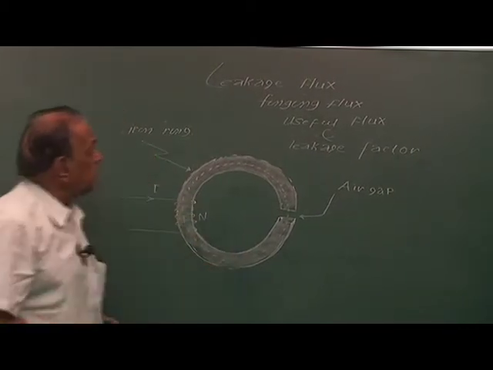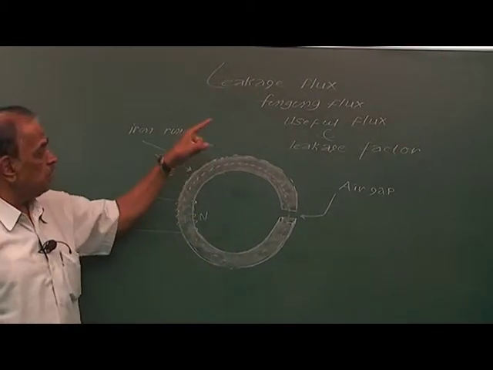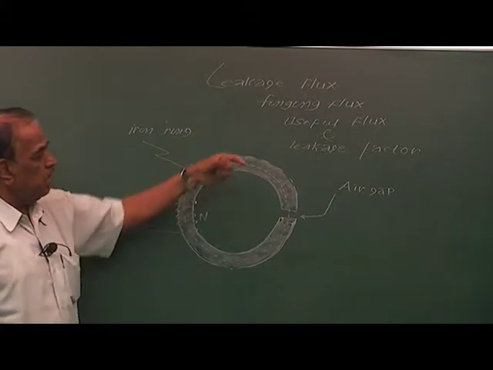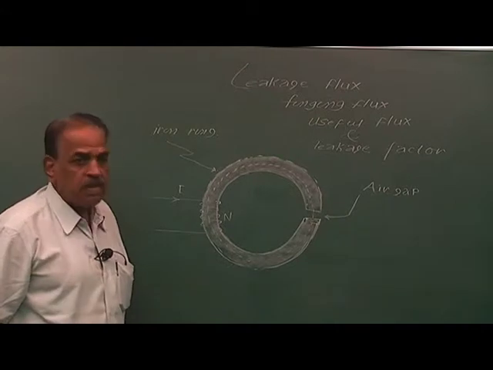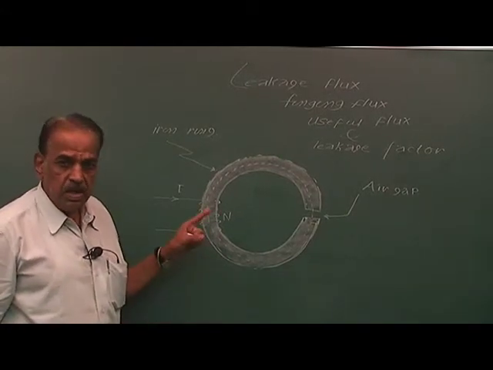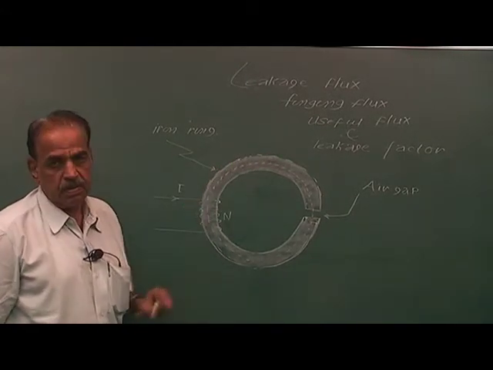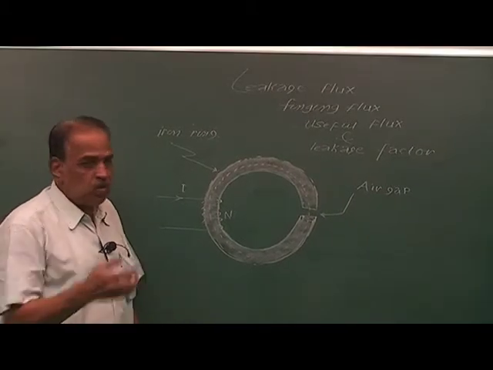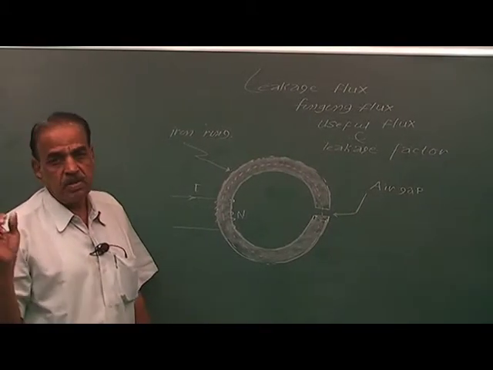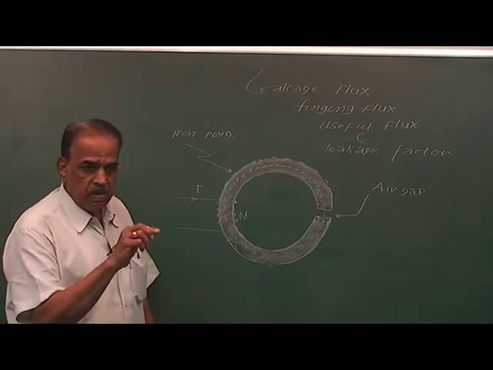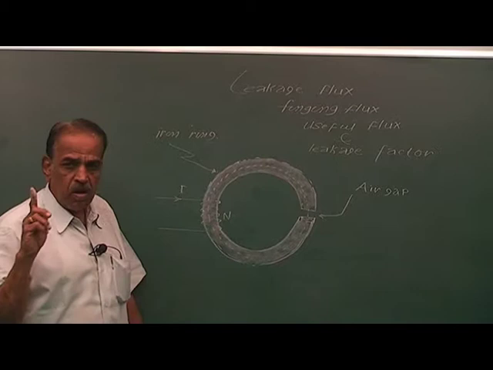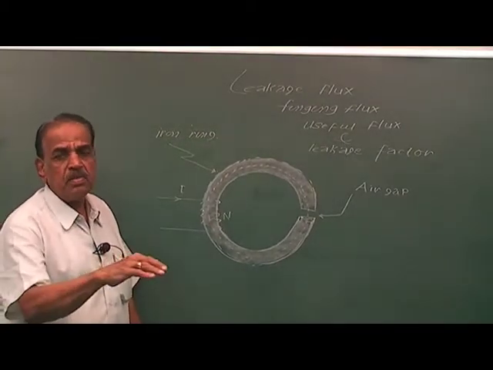Now I have written here different fluxes: leakage flux, fringing flux, useful flux and leakage factor. The flux which crosses the air gap is called useful flux, because see how to take out the flux for the different applications. So deliberately they provide one air gap, and whatever flux is crossing the air gap is called useful flux, and something is kept there.